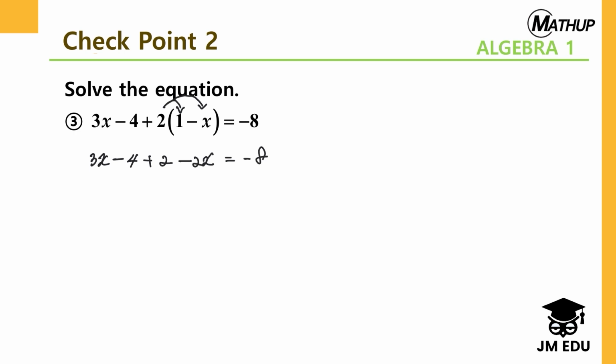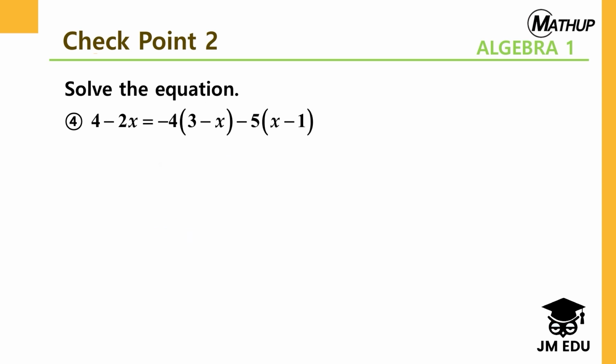So let's simplify on the left side. We have 2 constants, 2 x terms. So 3x minus 2x, that's x, minus 4 plus 2, that's minus 2, and that is equal to negative 8. Then finally we have to add 2 each side to eliminate negative 2. So that is equal to x, and negative 8 plus 2, that's minus 6. So the answer x is equal to negative 6.